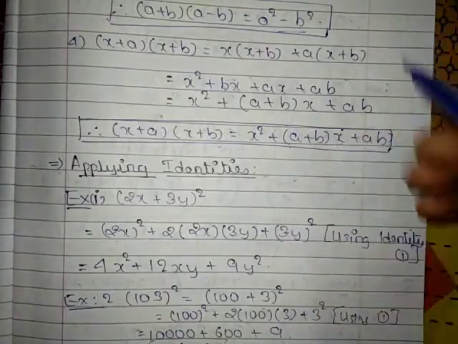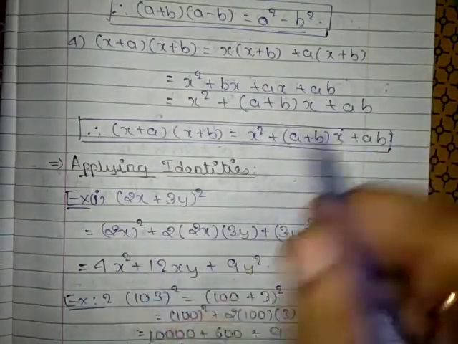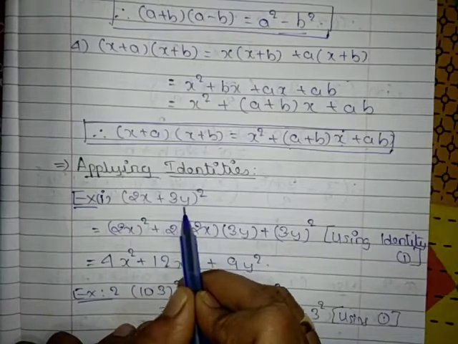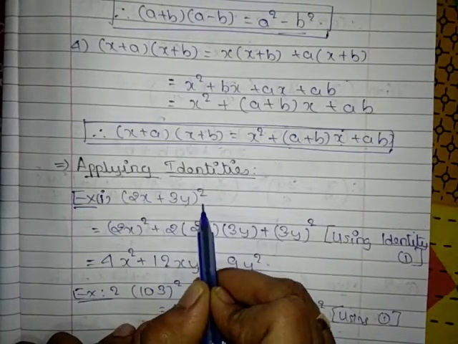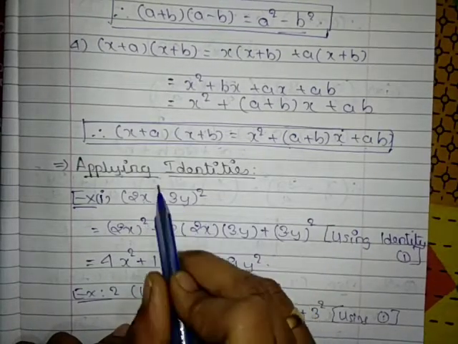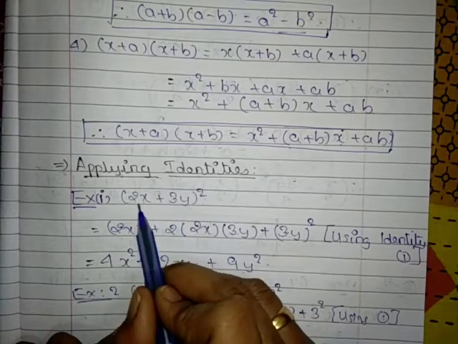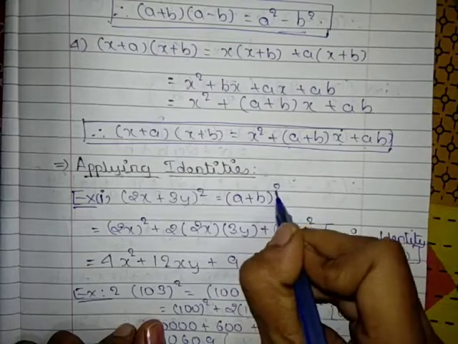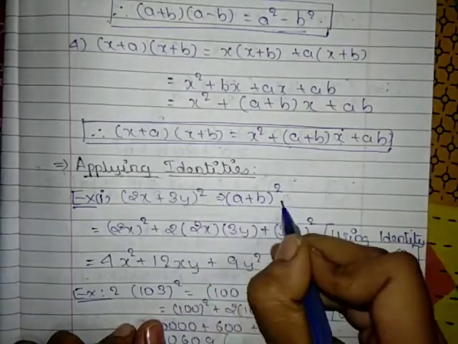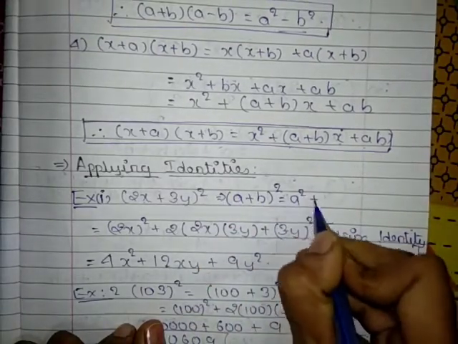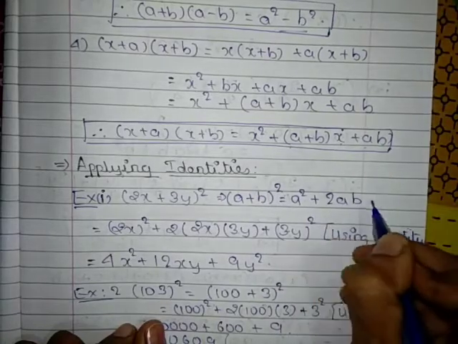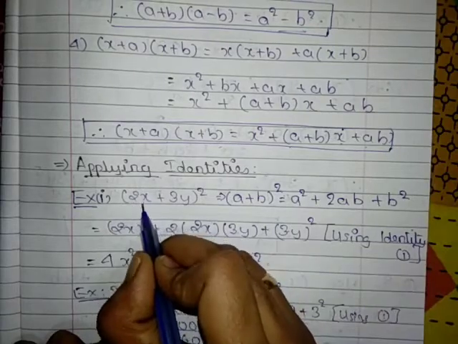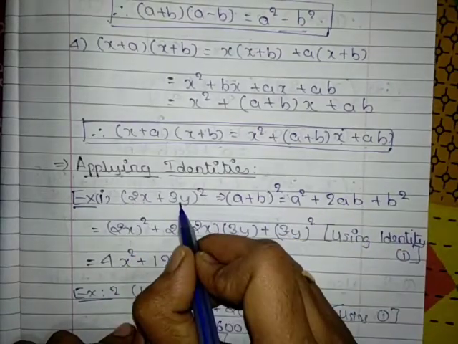So we have learned all the identities. Now how to apply these identities in a sum? I have taken an example here, 2x plus 3y the whole square. This is similar to the first identity that we have learned, that is a plus b the whole square. What was our identity here? a square plus 2ab plus b square. In place of a we will put 2x, in place of b we will put 3y.